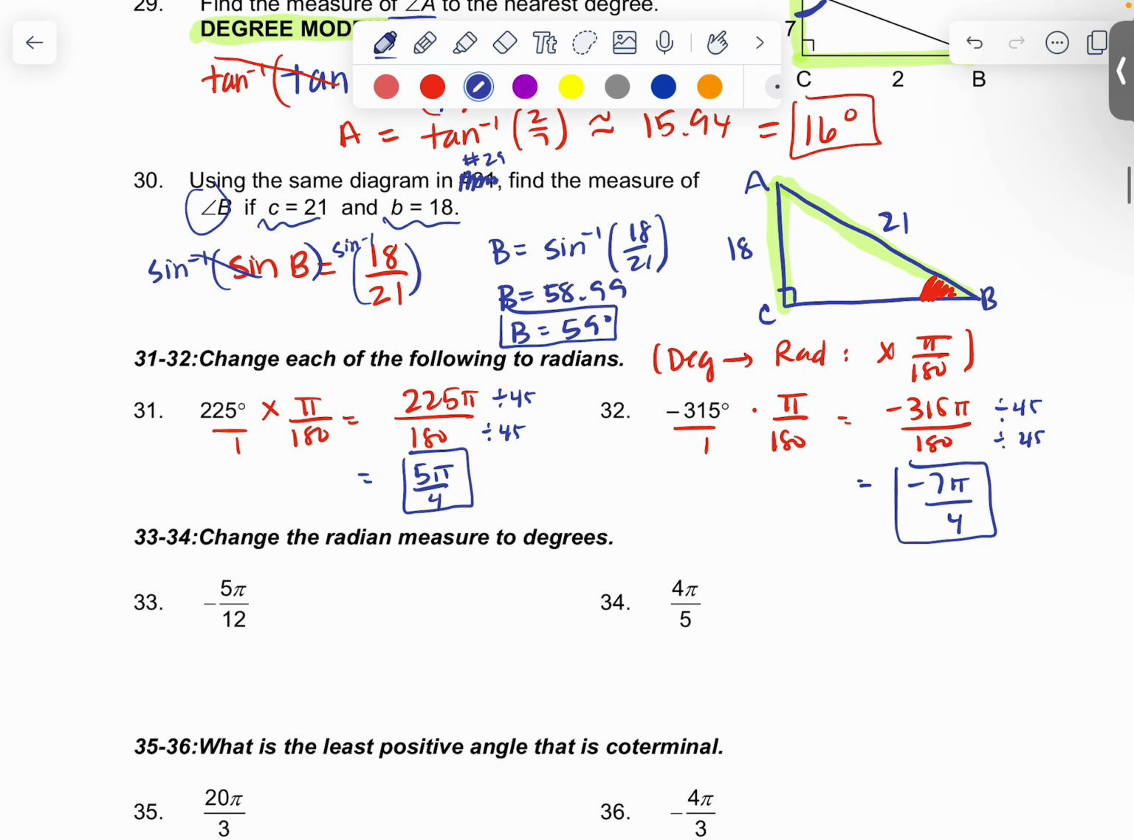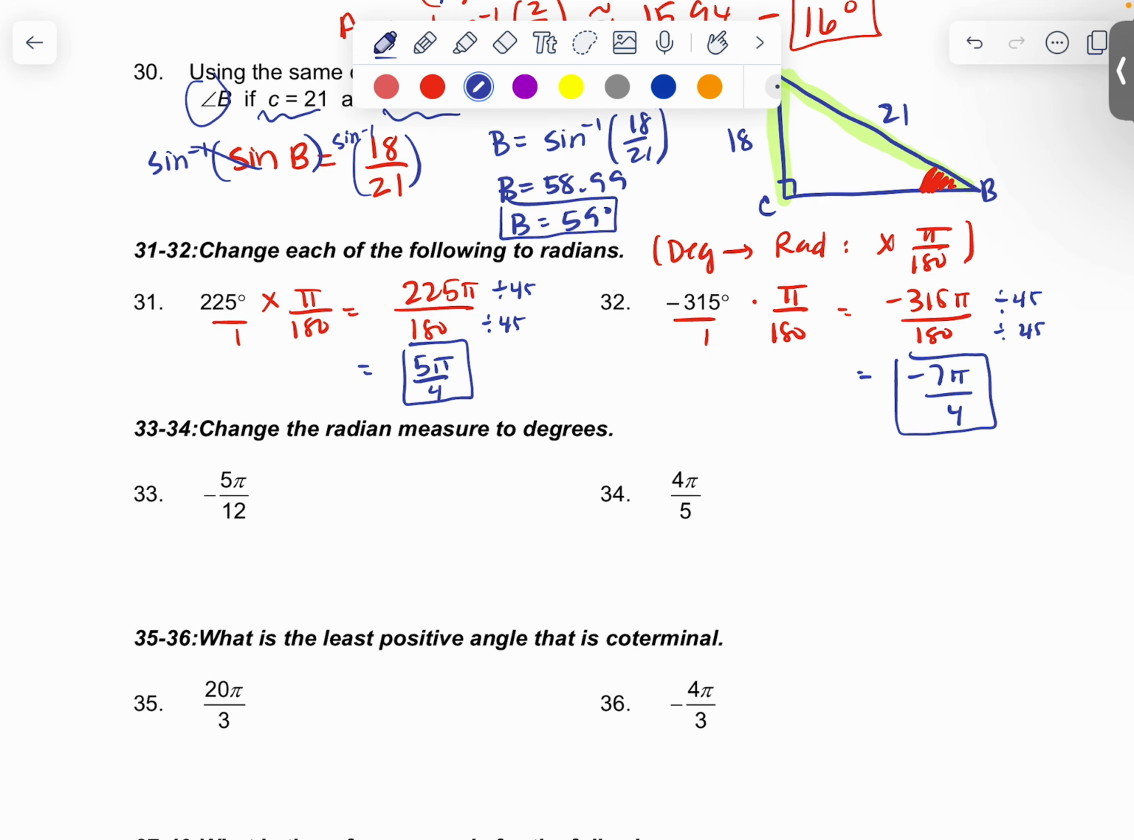Okay. Now going backwards, how do I change something from radians to degrees? So on this one, from radians to degrees, I'm going to multiply by 180 over pi. So I'm going to do the exact opposite to try to get rid of that pi. So if I multiply this by 180 over pi, notice there's a pi on top and a pi on the bottom, which means I can cancel them out. And this is negative 5 times 180 over 12.